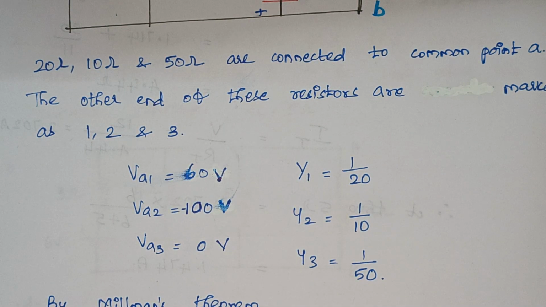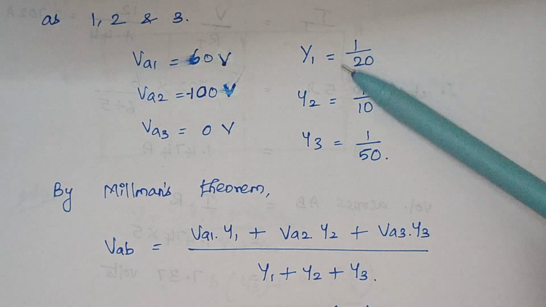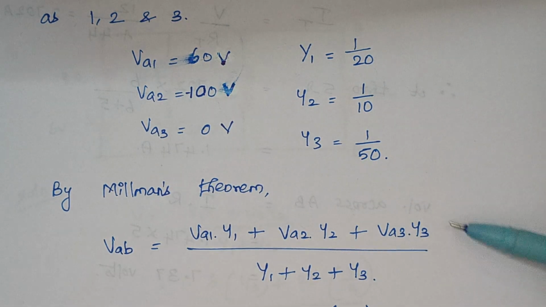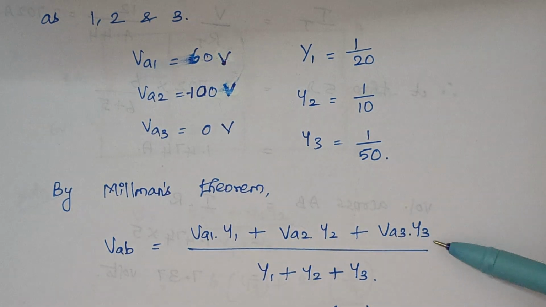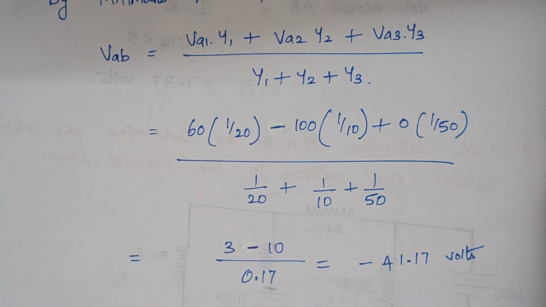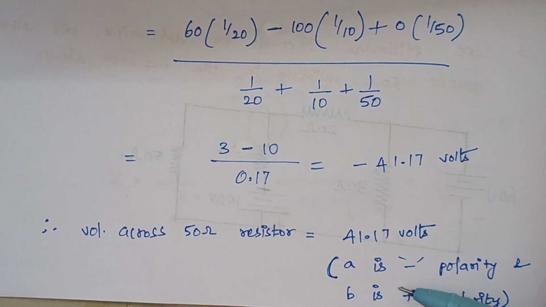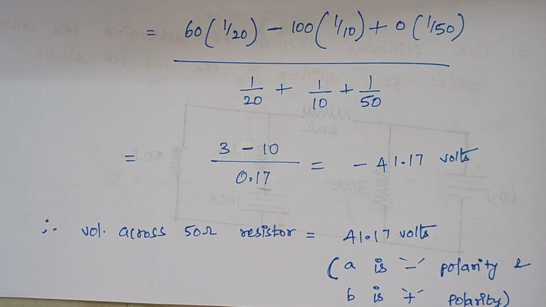Now, the next thing is we have to write Millman's theorem. By Millman's theorem, since we have 3 values of Y, our formula expands like this: VA1 Y1 plus VA2 Y2 plus VA3 Y3, divided by Y1 plus Y2 plus Y3. Now just substitute the values here. Finally, when you substitute, we end up with the answer as minus 41.17 volts. What is meant by this minus? We have to change the polarity. A should be of negative polarity and B should be of positive polarity to have a positive voltage like this. So finally we have calculated the voltage across this 50 ohm resistor.